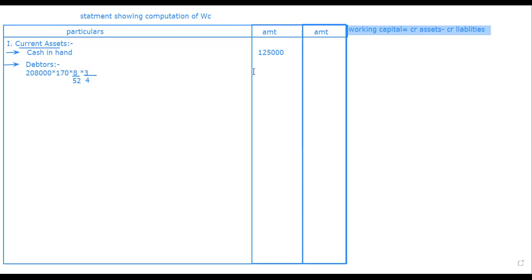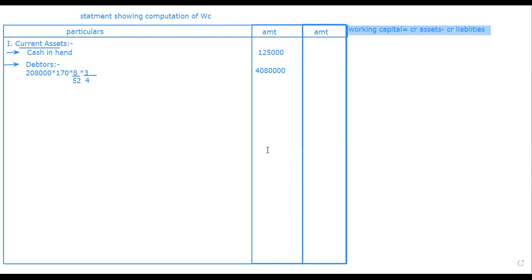40 lakhs 80,000. Let me add here. So 40 lakhs 80,000 is the answer I got from the data. Now, what did I say? One cash is completed, one data is completed. Now we need to talk about the stock.